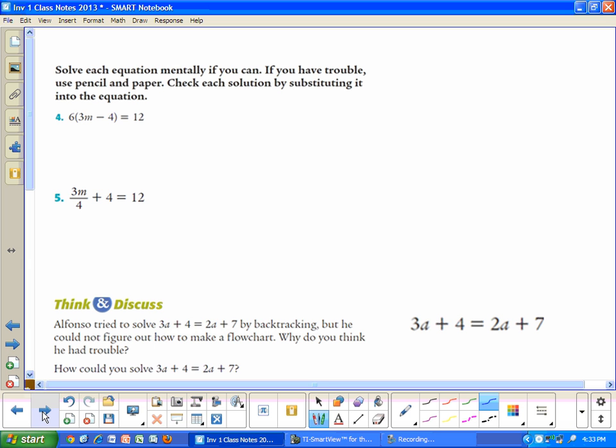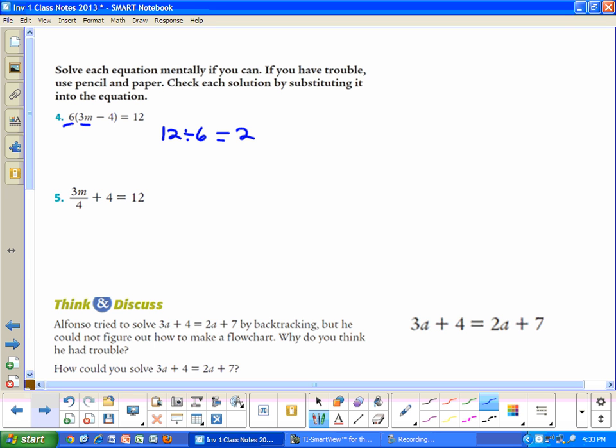Now, sometimes once you get good at backtracking, you want to just do it mentally as much as you can. Like in this, to find m here, I know that 3 is multiplied by m, and then 4 is subtracted from that, and the last thing that happens is it's multiplied by 6. So working backwards, I would start with 12, and then just mentally, instead of multiplying by 6, I would divide by 6, and that gives me 2.